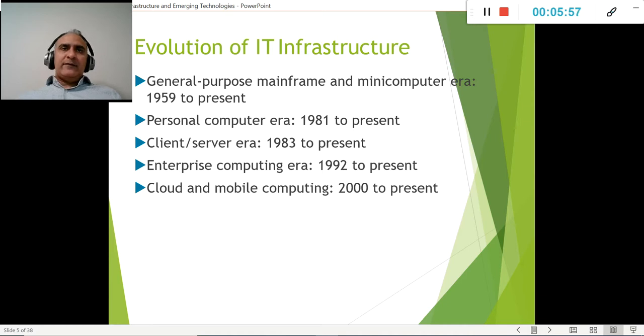And then we have the latest one, which is cloud and mobile computing, which means mostly we don't have servers. For those of you who don't know, a server is pretty much just a large computer that has stored all the information. It's like a massive CPU stored in a room, keeps all the data secure, safe, and everybody has access to it.